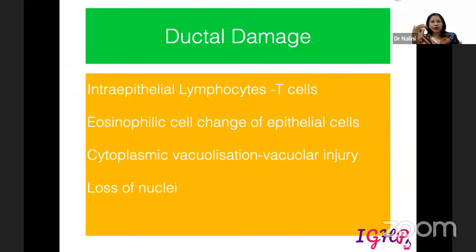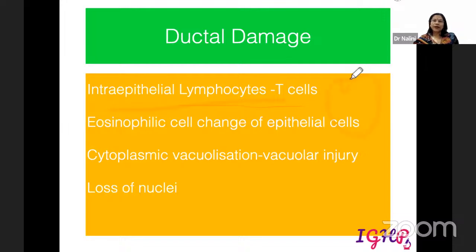Now, moving on to the second portion of the triad, and that is your ductal damage. The second thing that you are going to look for is the bile ducts in the portal tract. And then within these bile ducts, you are going to see the evidence of ductal injury. Now, this ductal injury could be identified by the presence of these intraepithelial lymphocytes, like these.